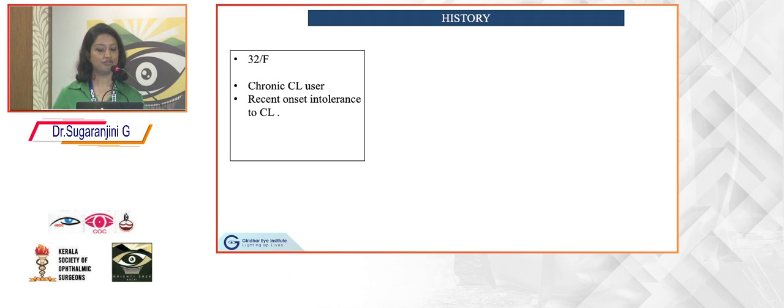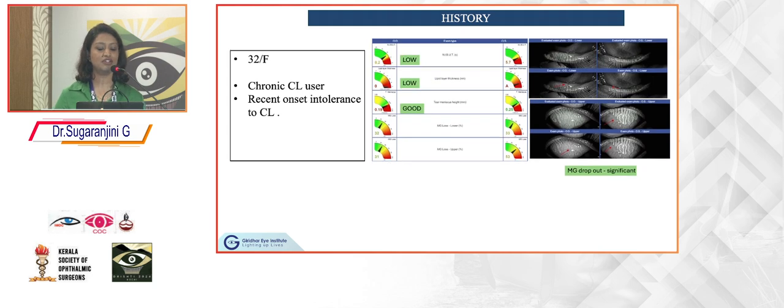Since we have a lot of toys at our disposal right now, we did do her ocular surface analyzer, and you can clearly see that her lipid layer is in red. That means her meibomian glands are not functioning so well, and her non-invasive tear break-up time is also very low. But she does have a good tear film height. So we did image her meibomian glands, and it is clearly illustrated here that she has meibomian gland losses. The hyperreflective areas are functioning meibomian glands, and some of the meibomian glands are lost.